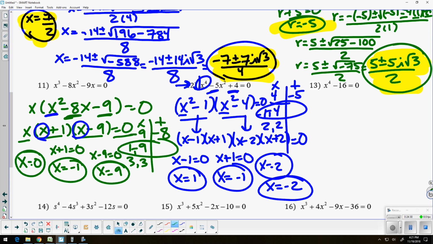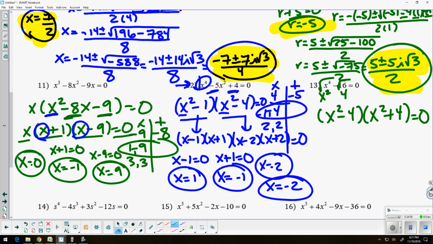So x the fourth minus 16, this is just a difference of squares. You are subtracting two perfect squares. X the fourth is a perfect square and so is 16. So if you take the square root of each, the square root of x the fourth would be x squared. The square root of 16 would be 4. So it factors into x squared minus 4 and x squared plus 4.